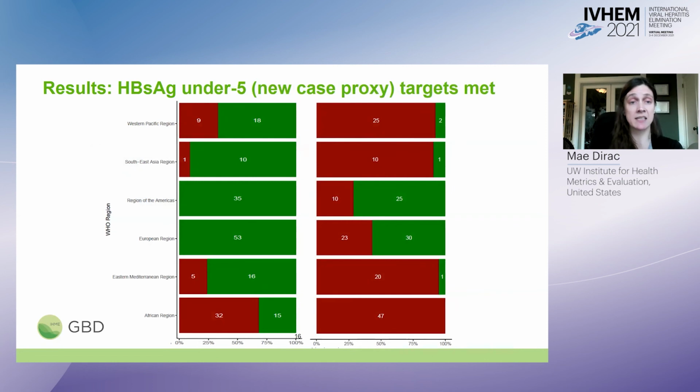If we translate these into countries meeting or not meeting targets, on the left-hand side, we see countries that met the target of less than 1% prevalence in children under 5 as of 2019. And on the right, we see countries that already met the target of less than 0.1% HBsAg seroprevalence in children under 5 as of 2019. So many more countries meeting targets for new cases and prevalence in children under 5 than for mortality.